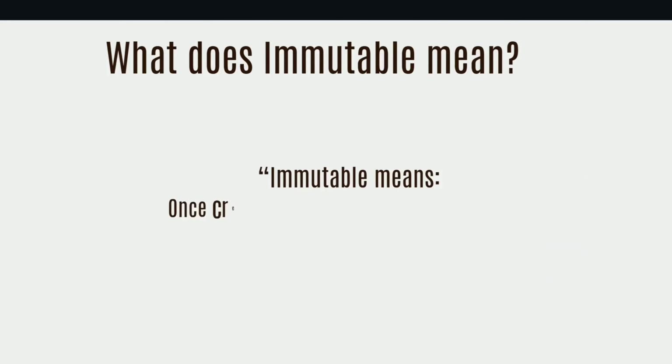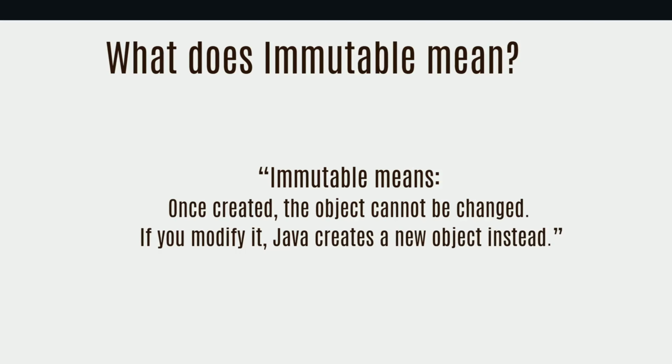Immutable simply means once an object is created, it cannot be changed. In Java, String objects are immutable. That means whenever you try to modify a string object, Java actually creates a new object instead of changing the existing one. So let's understand this with a memory example.